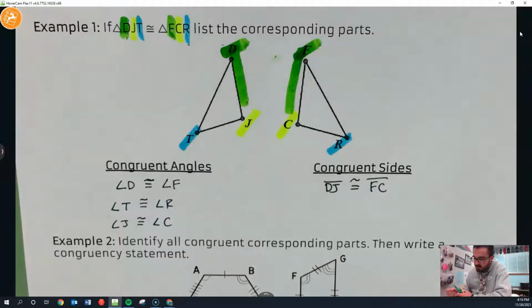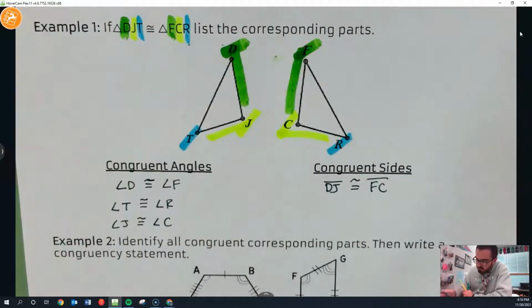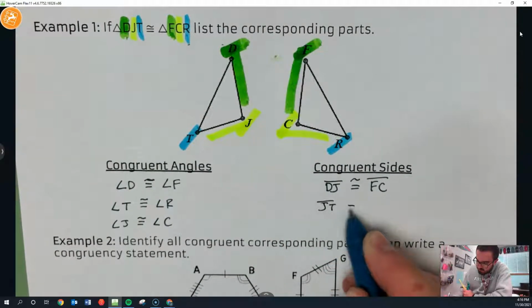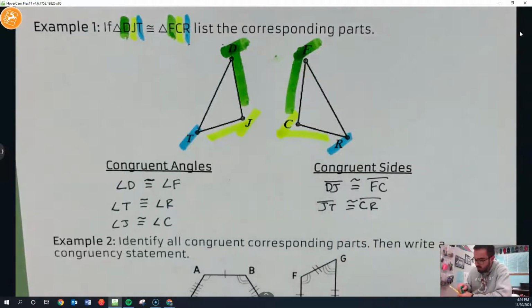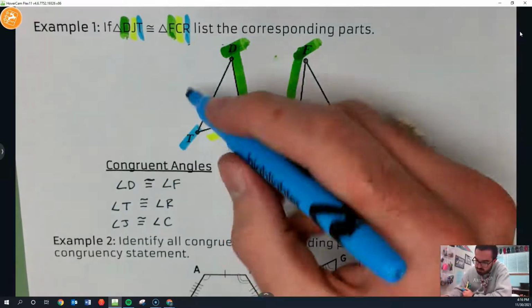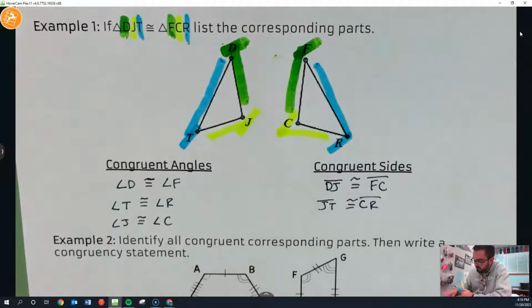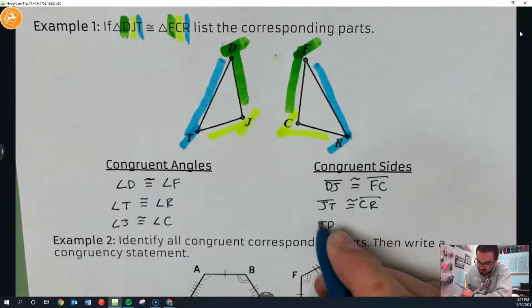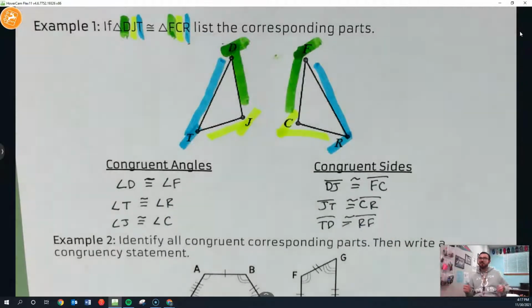So DJ would be congruent to FC. Now let's keep going with our pattern, yellow to blue. So then we would know that side JT would be congruent to CR, right? Last one, we can finish with blue. The blue sides would be TD and RF. We could say that TD is congruent to RF. Okay, so pretty straightforward, right? Hopefully coloring it helps magnify what's true about the picture.